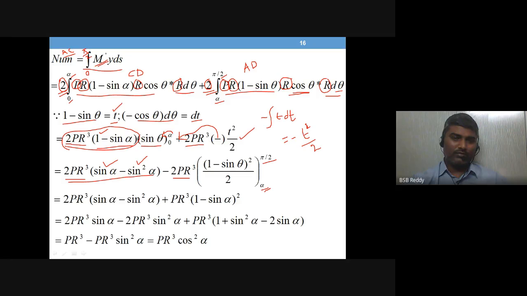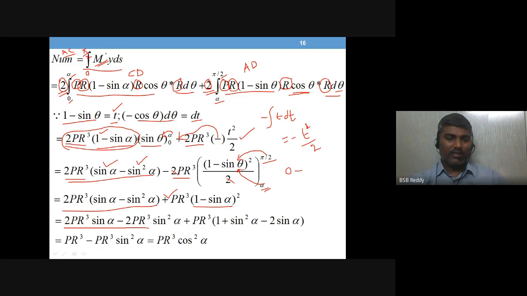Right, so the first term remains the same, PR cube, 1 minus sine theta. Upper limit you substitute, sine 90. What is sine 90? 1. 1 minus 1, 0. So the first term is 0, minus the lower limit, substitute alpha, so 1 minus sine alpha whole square by 2. So 2 and 2 are getting cancelled, that's why you don't have 2 here. Okay, so 1 minus sine alpha whole square, 0 minus 1 minus sine alpha whole square, so minus of minus again comes to be plus.